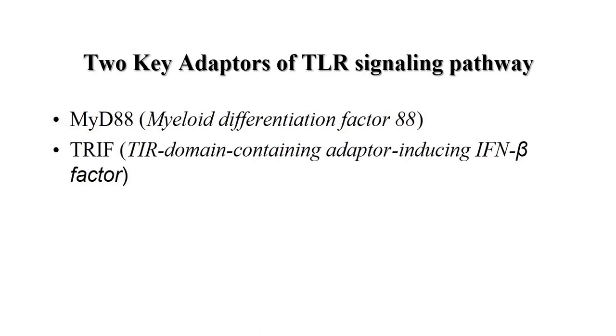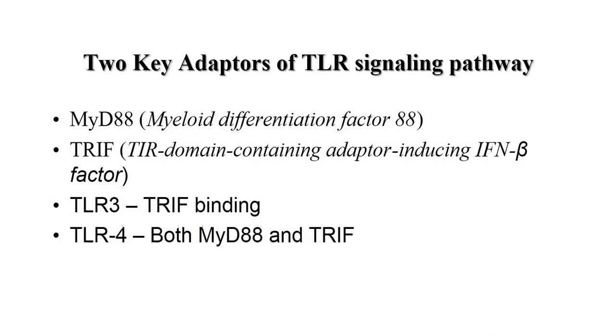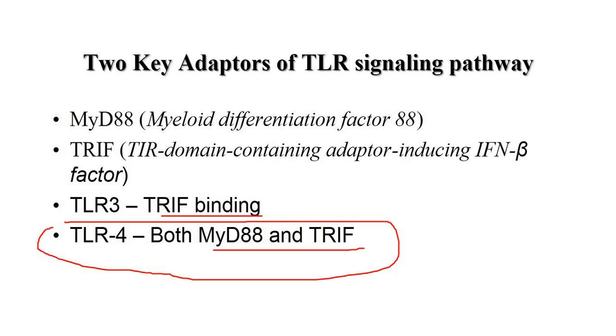Another adapter is TRIF, TIR domain containing adapter inducing interferon beta, and TLR3 is TRIF binding, whereas TLR4 uses both adapters, MyD88 and TRIF. So, whenever you talk about TLR signaling, that is in the next lecture, we have two signaling pathways. One is the MyD88 dependent pathway, another is the TRIF dependent pathway. TLR4 is very rare because it uses both pathways.